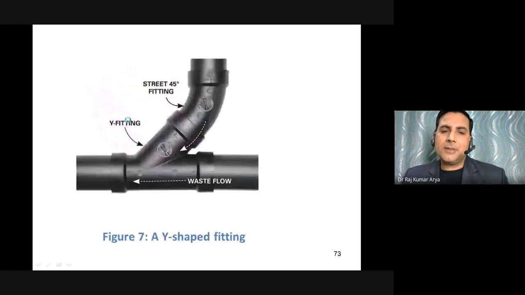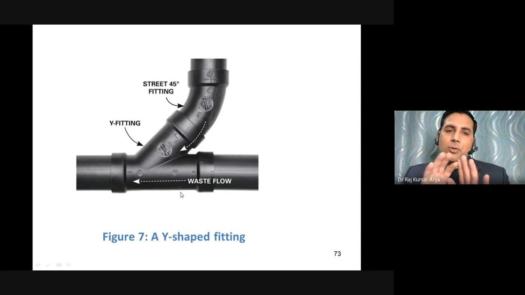Now this is another thing here. This is mostly used as a Y-shaped one where you use a concrete pipeline, where you have a larger diameter pipeline, just to change the direction of the flow. So this is the Y-shaped one.